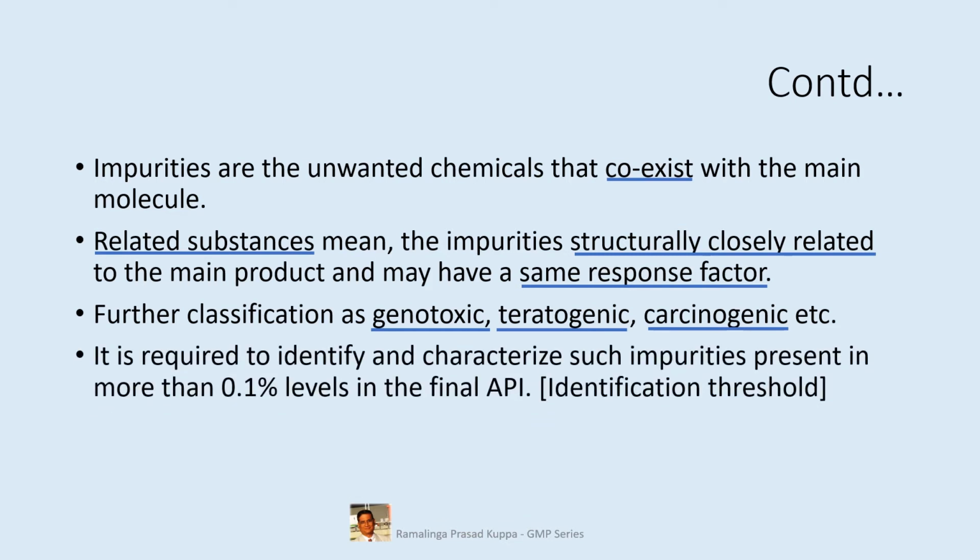It is required to identify and characterize such impurities present in more than 0.1% level in the final API, the identification threshold. ICH Q3A prescribes to identify any impurity more than the identification threshold of 0.1%. If the maximum daily dosage exceeds 2 grams per day, the identification threshold is 0.05%. But if it is scientifically established that any impurity can have toxicity as described above, it should be evaluated separately.